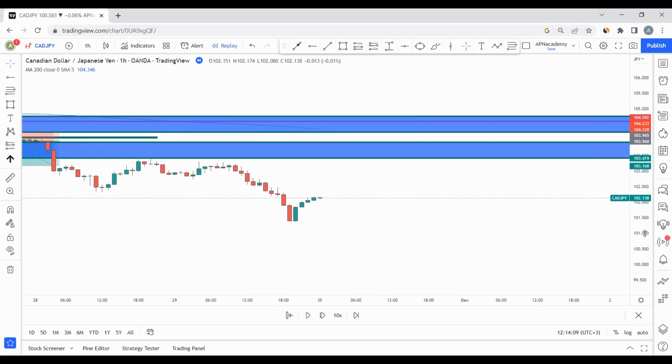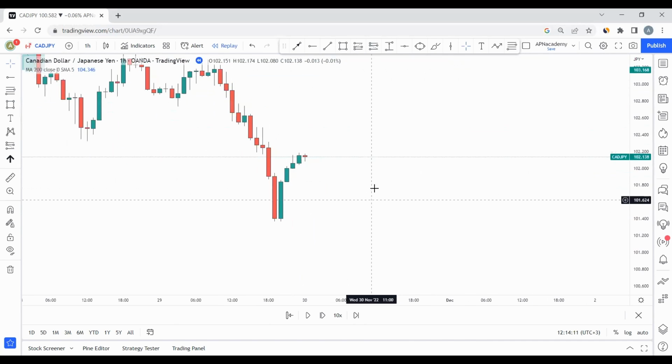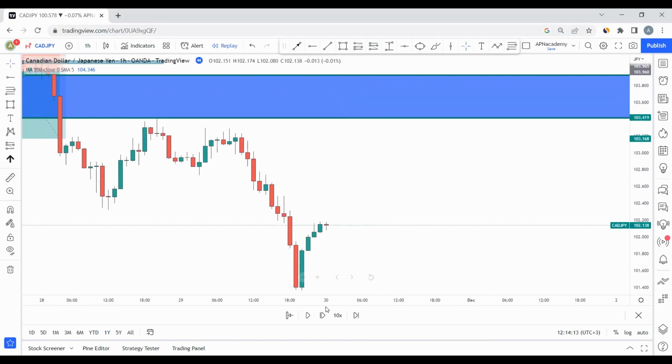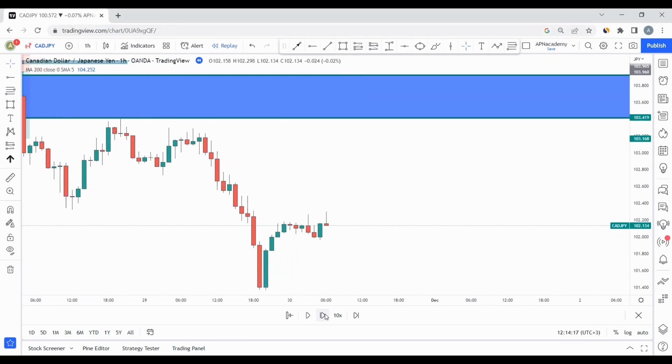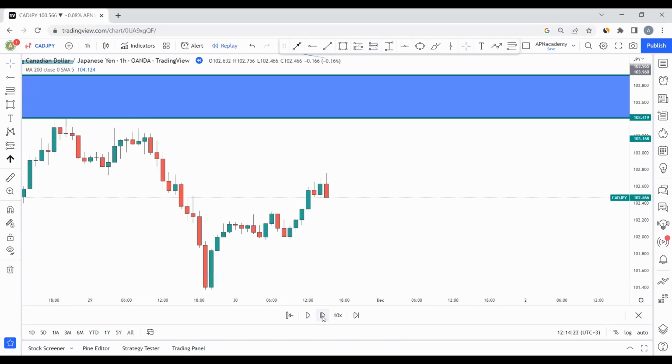I'll come to my structure time frame, which is H1, and I will want the market to come back into this area here. So I'll just play it, but just observe how the price is approaching that blue area, so that it is giving us a way we can take a trade.